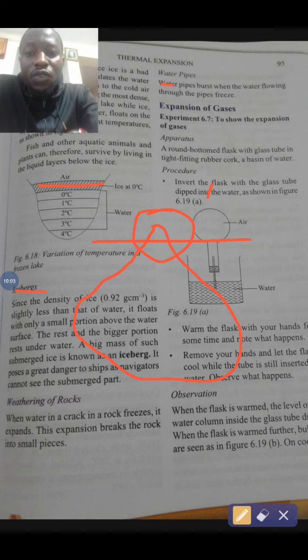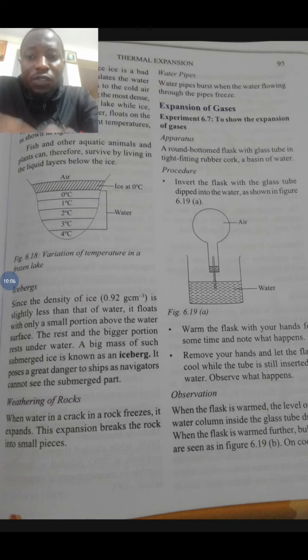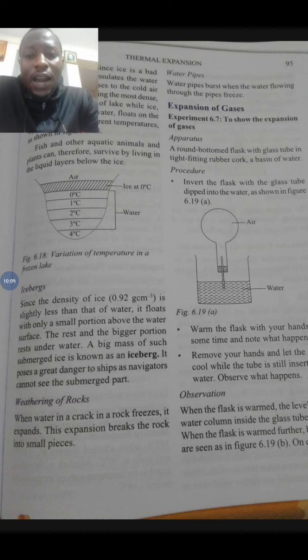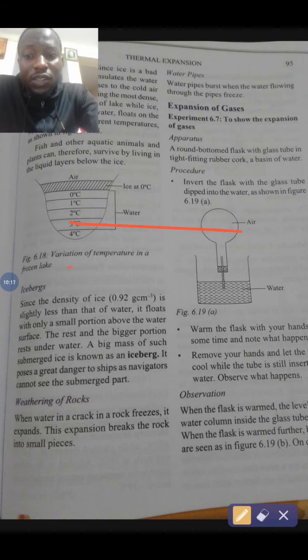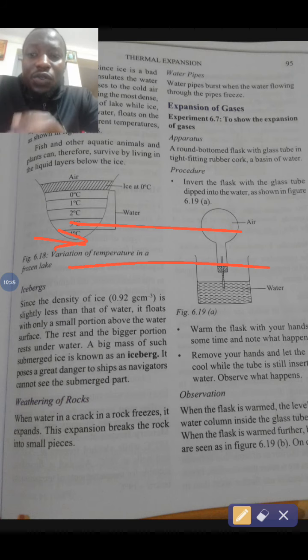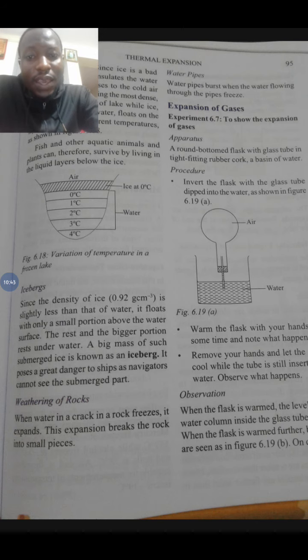Finally, we have the water pipes. Water pipes can also be affected by anomalous expansion of water, because there is water inside these pipes. So let's say, for example, this is a pipe. There's water that flows in this pipe. This water might freeze. As it freezes between 4 degrees C and 0 degrees C, it will expand within this pipe. At that particular point, it will create unnecessary pressure on the walls of the pipe, and that might lead to the pipes bursting. So that will be an effect.